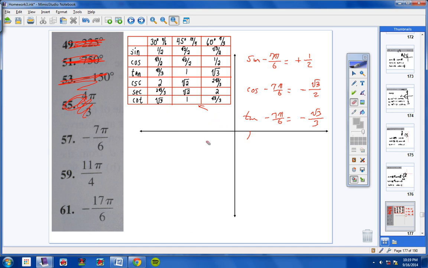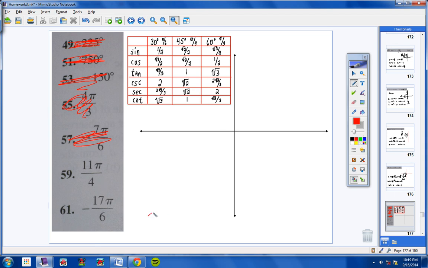Number 59, if I can get this to work properly, there we go. And 11 pi over 4. Now, students, think about that. If you want to change it to degrees, you can. I'm just going to say this to you. It would be 2 and 3/4 pi, because 2 and 3/4 is the same thing as 11 over 4. So really, it's not that hard. Just look at it like this. Let's get this out of the way here. We're going to bring it down here.